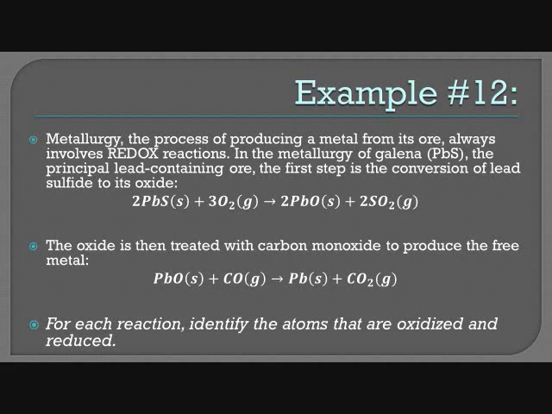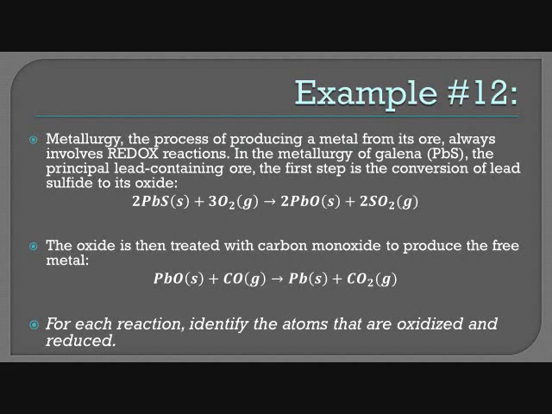So metallurgy is the process of producing a metal from its ore. It always involves redox reactions. In the metallurgy of galena, which is lead sulfide, the principal lead-containing ore, the first step is the conversion of lead sulfide into its oxide, lead oxide. Then the oxide is treated with carbon monoxide to produce the free metal of lead.